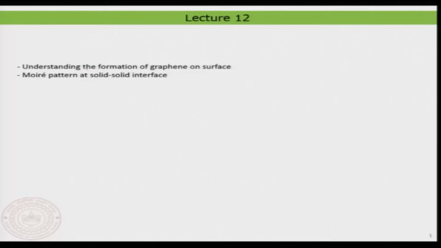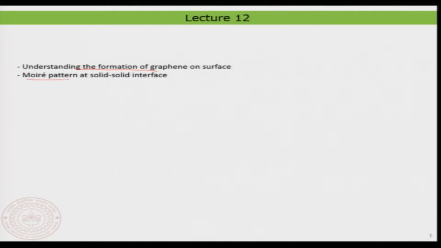Hello everyone, welcome back. In today's lecture, I'm going to discuss first a little bit on the thing that we have been discussing in the previous class. In the previous class, we looked at the formation of graphene using chemical vapor deposition. So, I'll just give you a few more information about the graphene formation itself and a few important parameters to keep in mind. So, we'll try to understand that a little bit further.